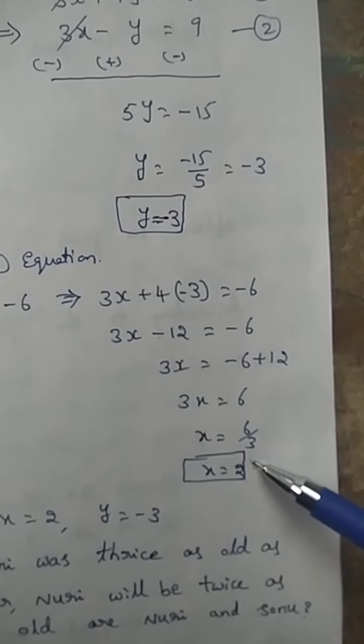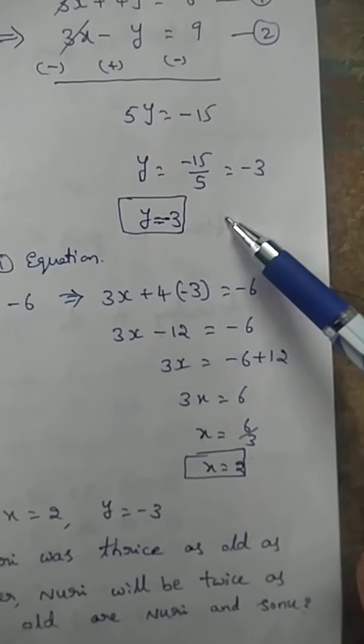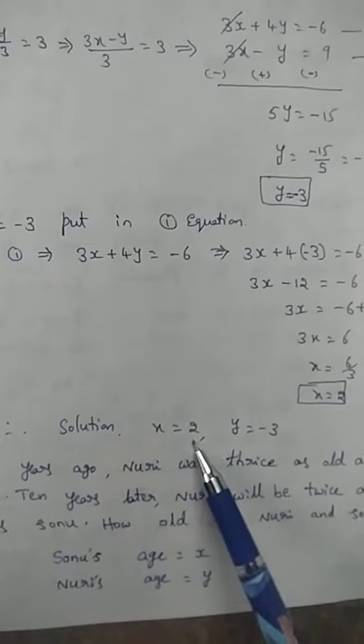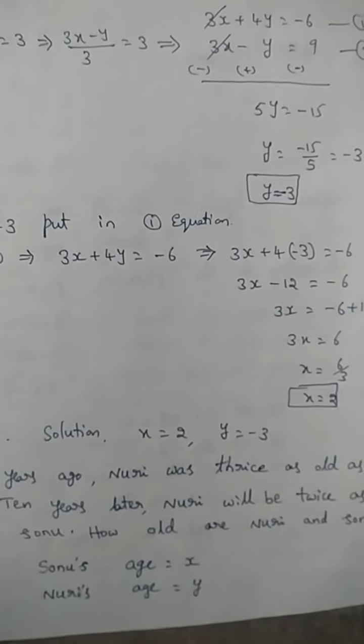So the value x = 2 and y = -3. That is the solution to that question. Therefore the solution is x = 2, y = -3.